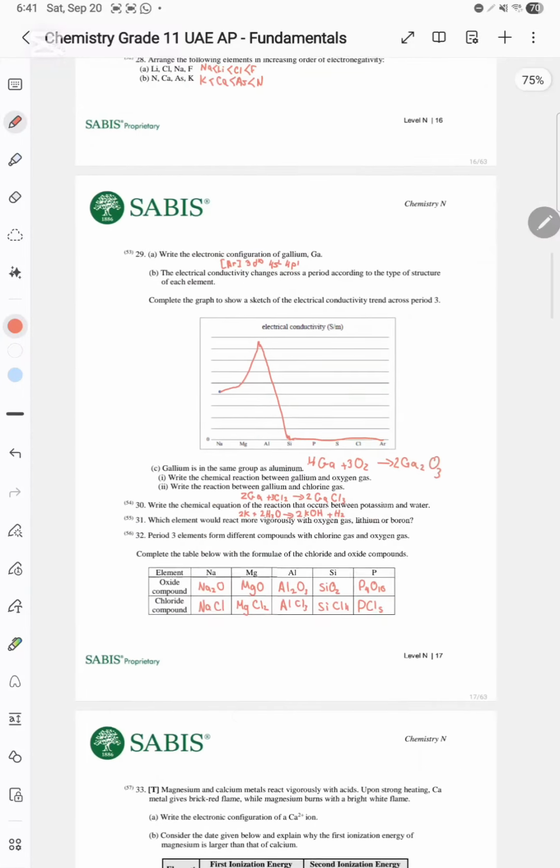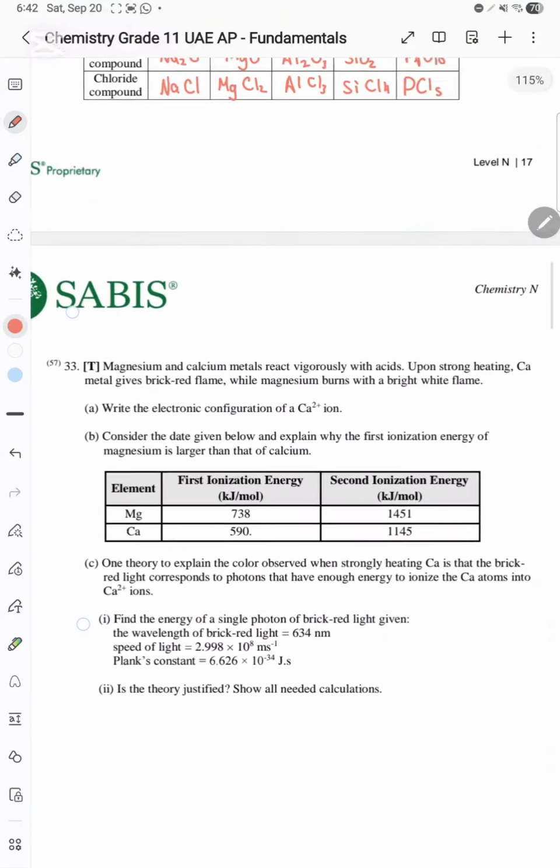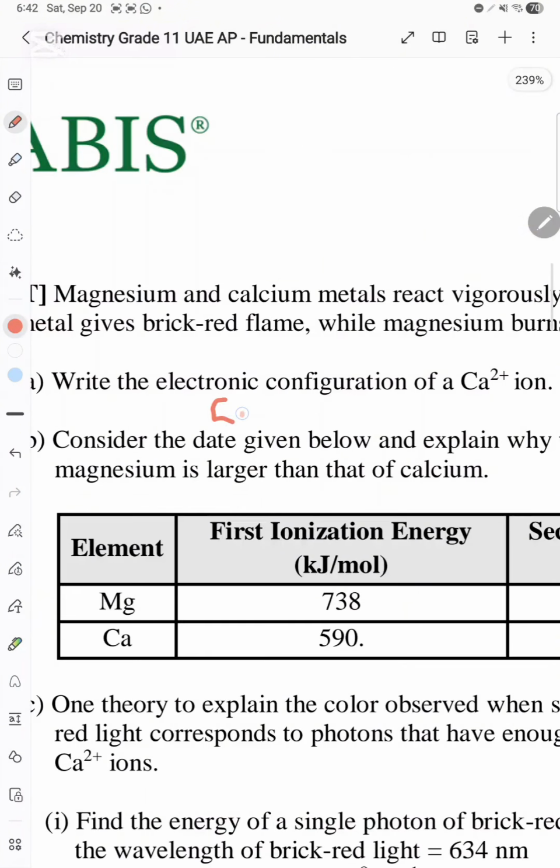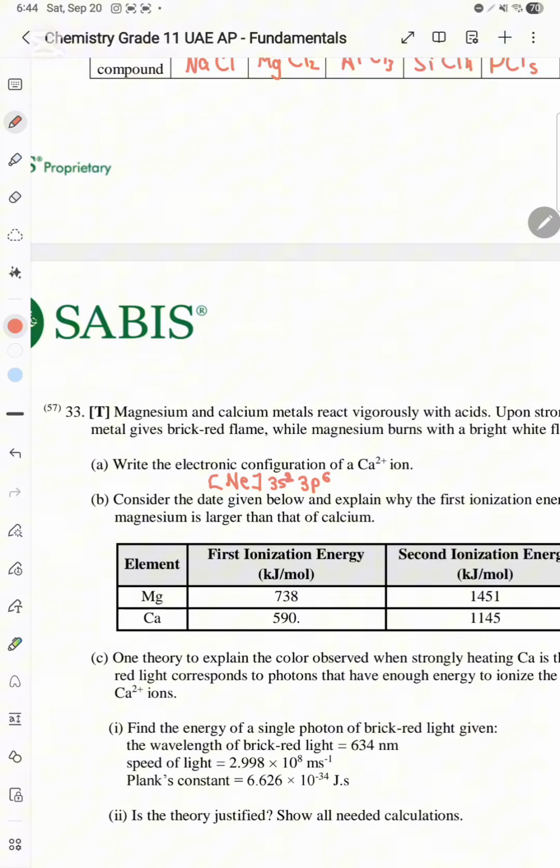Now magnesium and calcium metals react vigorously with acids upon strong heating. Calcium metal gives a bright red brick flame, while magnesium burns with a bright white flame. Write the electronic configuration of Ca2+. I'm going to write shorthand because I think we all know how to write it by now. It's Ne, 3s2, 3p6. Okay? That's the Ca2+. Now consider, sorry guys, my mic lagged.